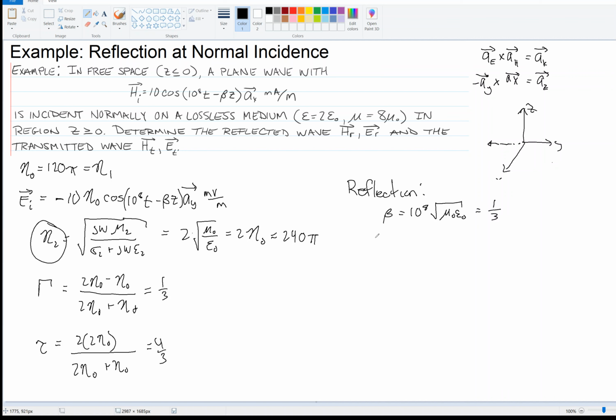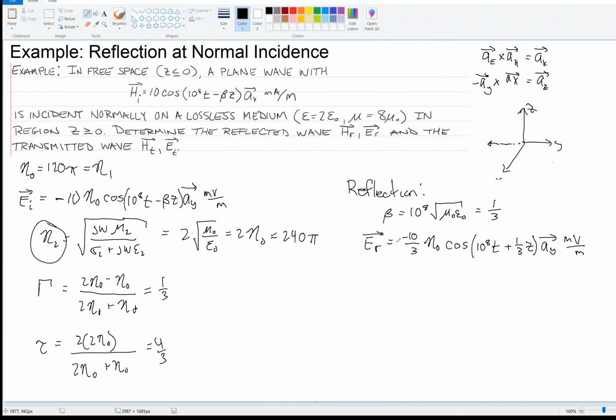Okay, so the electric field that's reflected is negative 10/3. I'll talk about the negative 10 in a second. Negative 10/3 eta 0 cosine of 10 to the 8th t plus 1/3 z in the y direction, millivolts per meter. So let me explain why this is a plus now and where this negative came from.